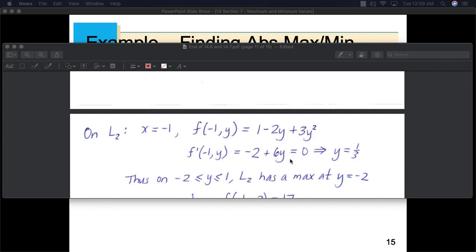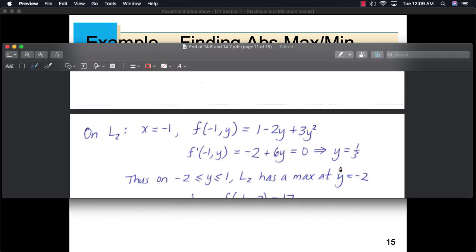And once again, just like Calculus 1, you take the derivative, and then you find its critical points. Now this one's actually kind of interesting. Notice that this time we got y equals 1/3. Well, let's go and take a look at the picture.